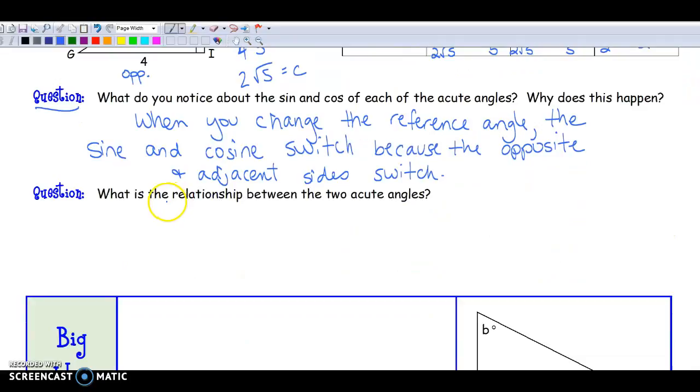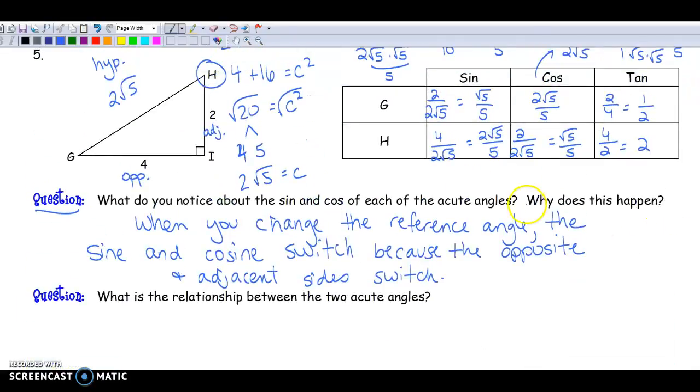What is the relationship between the two acute angles? Well, obviously angle I is 90. And we know that there's 180 degrees in a triangle. So if there's 180 degrees in a triangle and I is already 90, that leaves us with 90 degrees for those two angles. So we're left with 90 degrees for angle G and angle H. They add up to 90. If you remember a long time ago, if they add up to 90, that means they are complementary. So these two angles, angle G and angle H, or the two acute angles, are complementary.